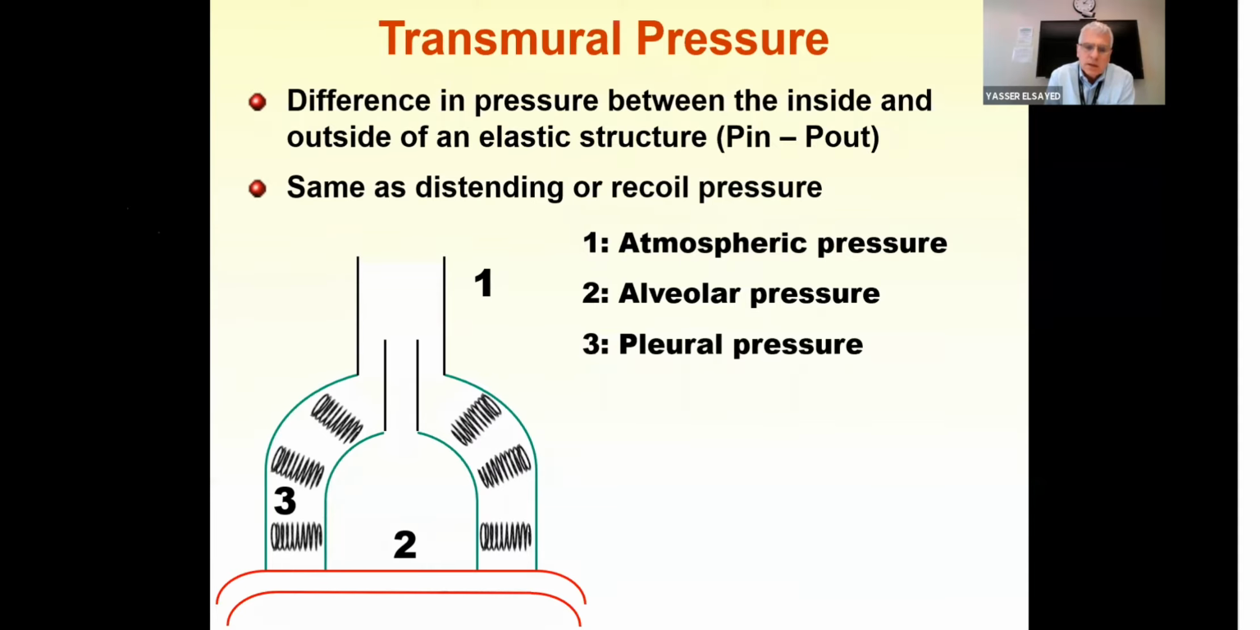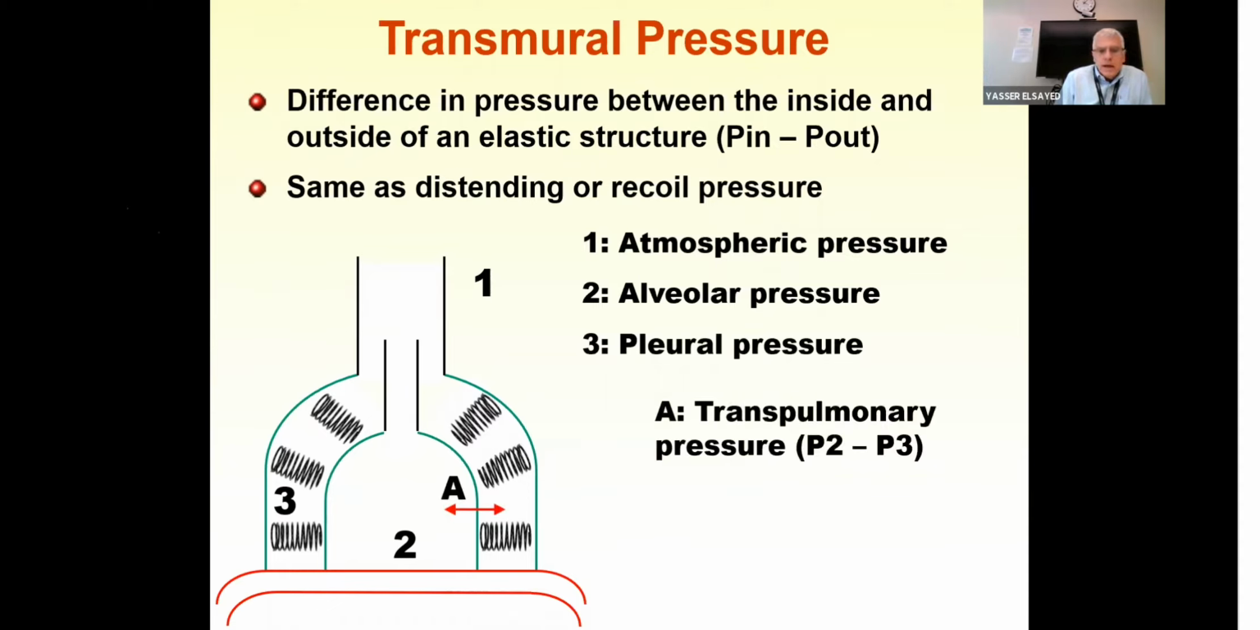Two is the alveolar pressure, which is usually equal to the atmospheric pressure at rest, which is 760. Some people call that zero pressure, or 0 centimeter water, which is basically the same as atmospheric pressure during the end of expiration and the end of inspiration. And number three is the pleural pressure, which is the pressure inside those two layers of pleura.